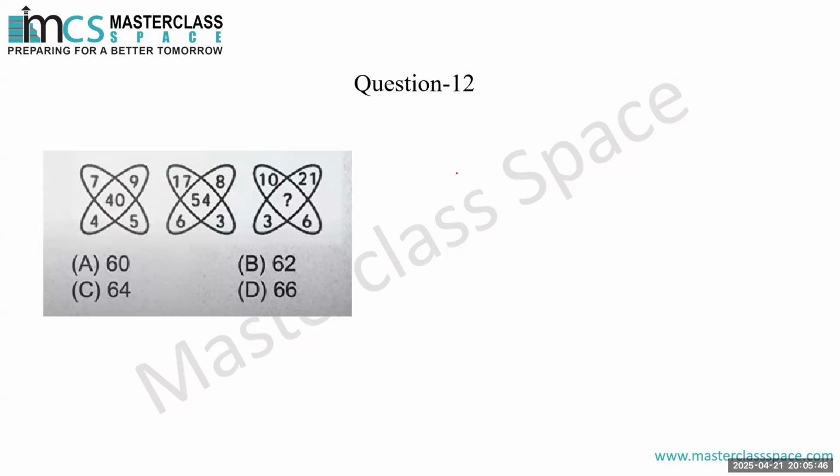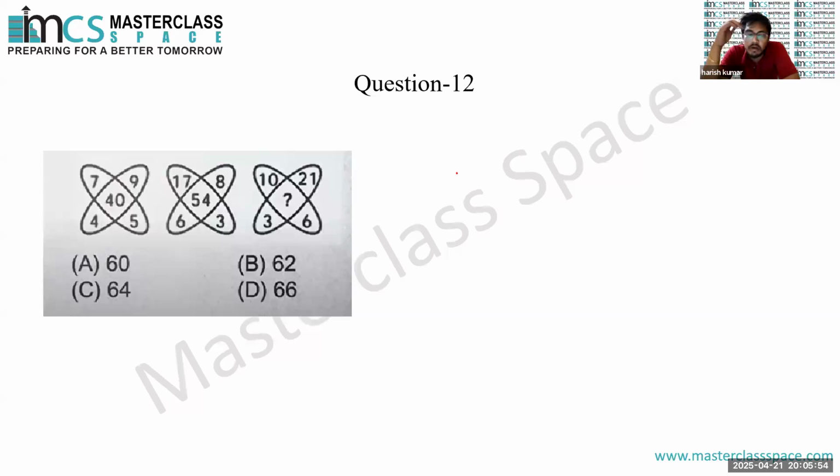Then 4 into 9 plus 4, that will also be 40. In the same way, 7 into 5, 35 plus 5, 40. 9 into 4 plus 4, 40. 7 into 3, 21 plus 3, 8 into 6, 48 plus 6.